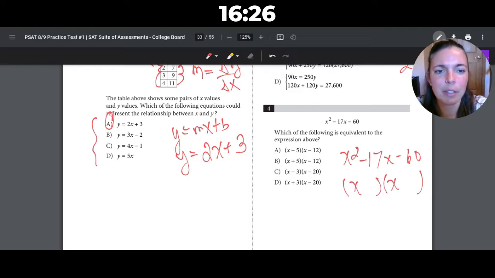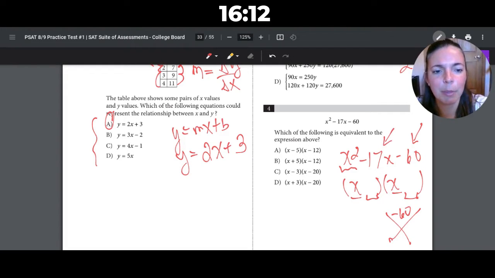So what that is, in order to get x squared, I know I need an x and an x. Now, what goes in here is the question. So product sum method, I'll write out like this. We know it needs to multiply to our last term and add to our middle term. So that's how we can help factor. So something that multiplies to negative 60 and adds to negative 17.